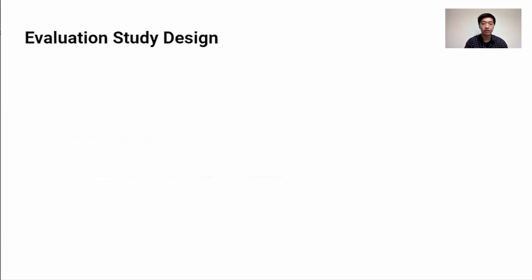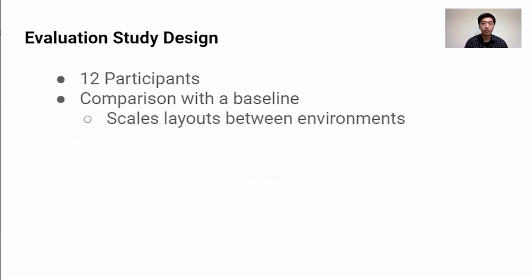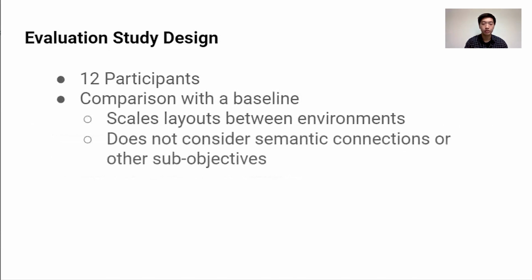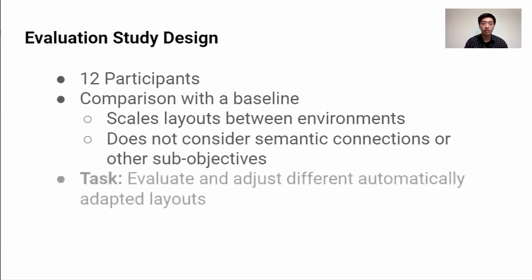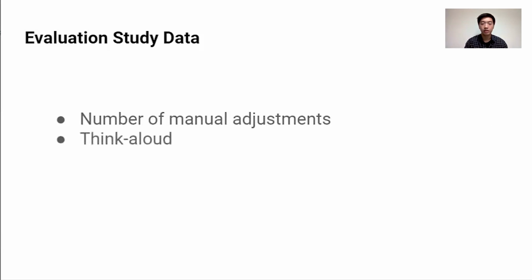For our evaluation, we invited 12 participants to compare our model with a baseline adaptation approach that automatically scaled layouts to new environments without considering our sub-objectives. We presented participants with automatically adapted layouts using both approaches and asked them to evaluate and adjust the results to their satisfaction. We recorded the number of manual adjustments as a measure of the quality of the adaptation results, and we also collected participant feedback in terms of a think-aloud protocol and a questionnaire.